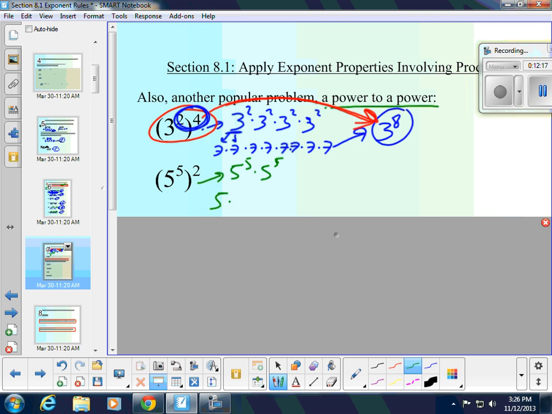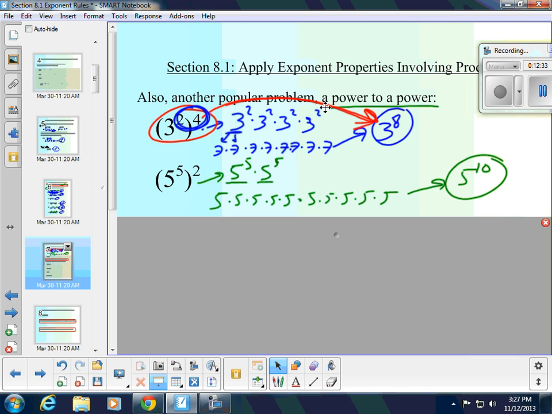Well, if I broke that apart, this would be 5 times itself 5 different times. So that'd be the first one. And then multiply that by 5 times itself 5 more times. And so what does that mean? Well, that's just like 5 to the 10th power. It's like 5 times itself 10 different times.